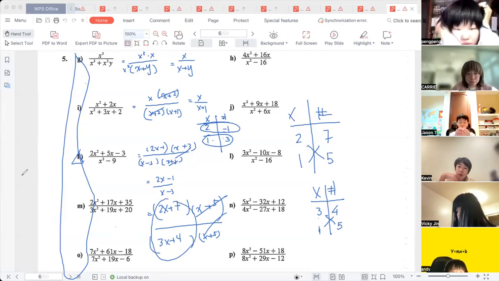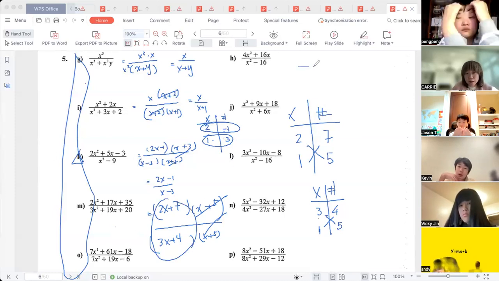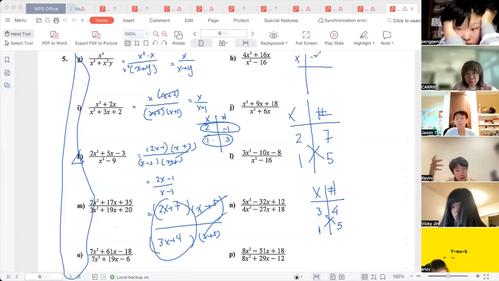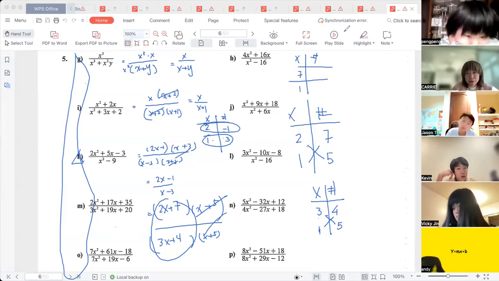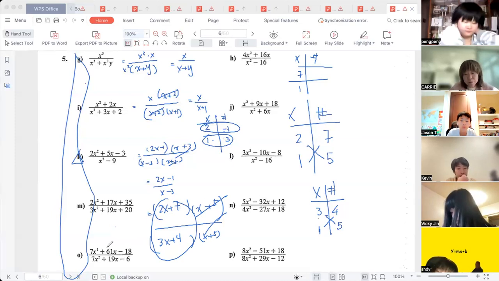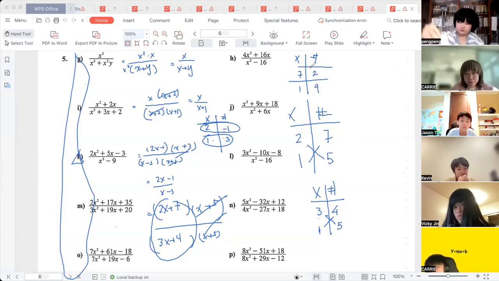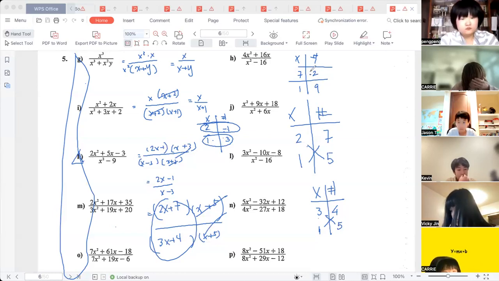Okay, next one. Again, we have 7x, x, and a number. So 7 and 1 is the only thing. And we have negative 18 to the 16. If you see one of them is negative, and they add together to equal positive, that means the negative number is small and the positive number is big. So 7 times 9 equals 63, minus 2 equals 61.